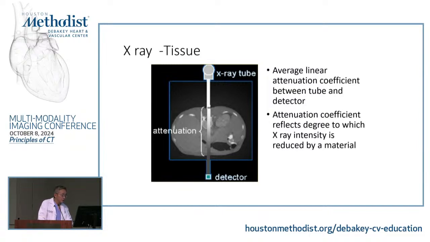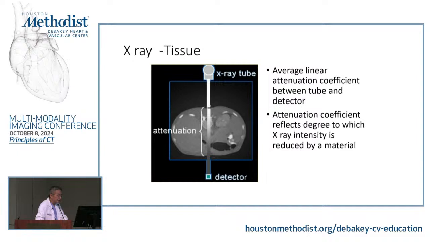Okay, so that's the first step. We generated the kV, and we generate the X-ray. Now the X-ray is going to go through the patient, okay? So what we look at here is the interaction between the photon, the X-ray, and the tissue, okay? So attenuation coefficient, that's what we call it, that's actually what we're detecting, reflects the degree that X-ray intensity is reduced by a certain type of tissue material.